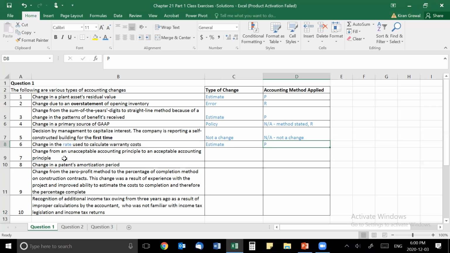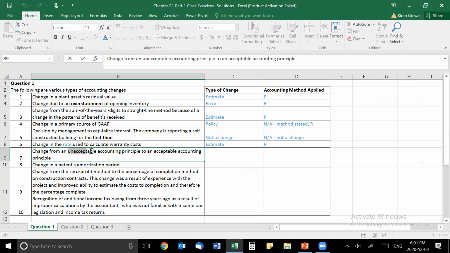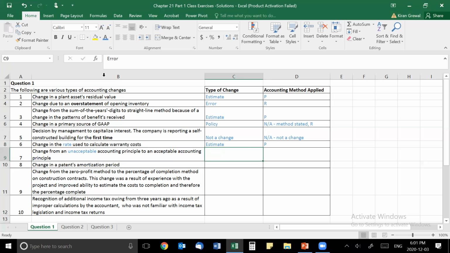Next one, change from an unacceptable accounting policy to an acceptable accounting policy. So I think your hint word here would be unacceptable. So they change from doing something unacceptable or wrong to doing something acceptable. So in this case, that would be an error, because unacceptable means they were doing something wrong. Errors are applied retrospectively.